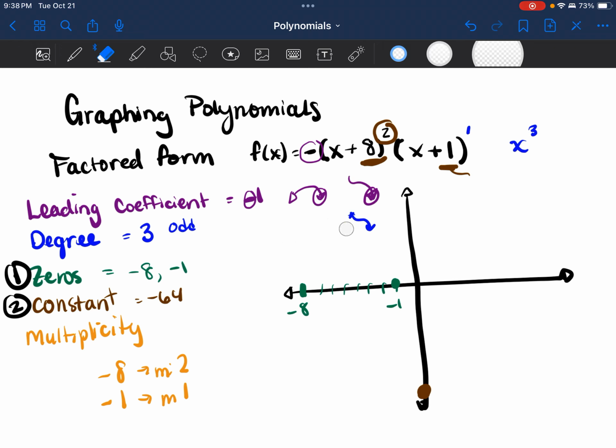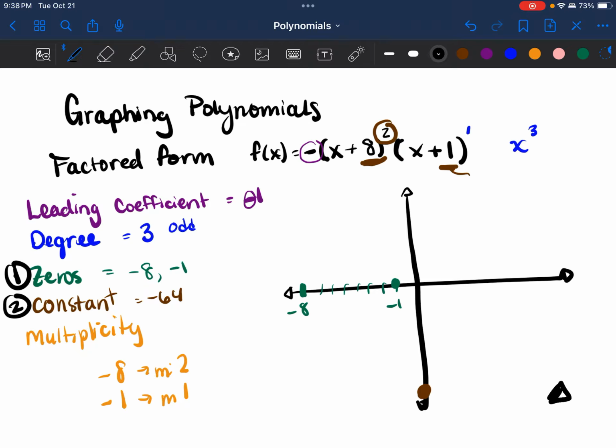So when I'm sketching the graph, what I like to do is put little arrows to show that it's going to go negative and it's going to go odd. I'm putting an arrow here because this graph will go negative this way, and because it's odd, it's going to go in opposite directions.